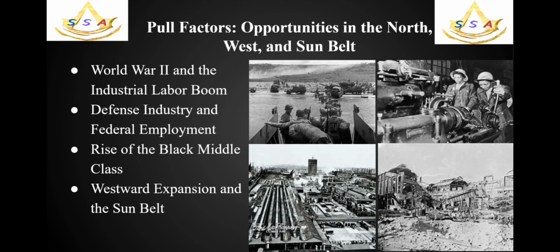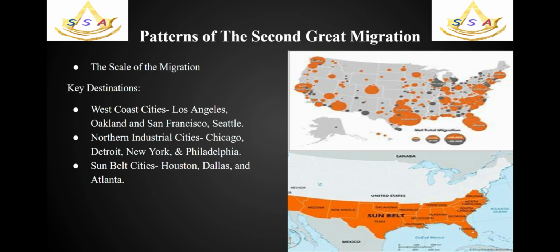And the westward expansion and the Sun Belt. Unlike the first Great Migration, which primarily involved migration to the north, the second Great Migration saw significant movement westward and into the Sun Belt. Cities like Los Angeles, Oakland, and Seattle became major black urban centers. And the southern cities, including Houston, Dallas, and Atlanta, also became destinations, particularly as they industrialized and offered more job opportunities.